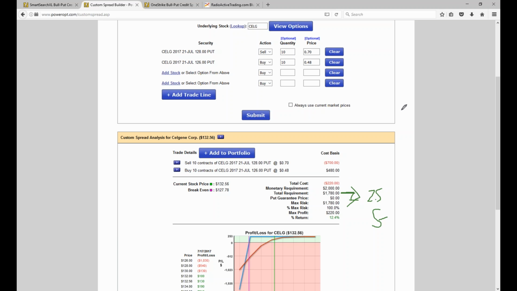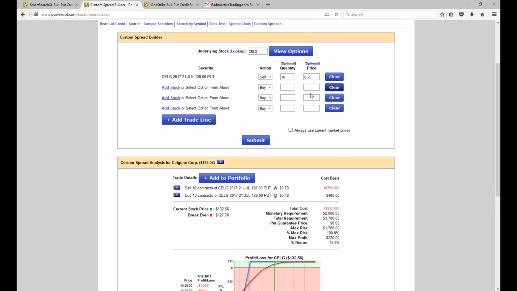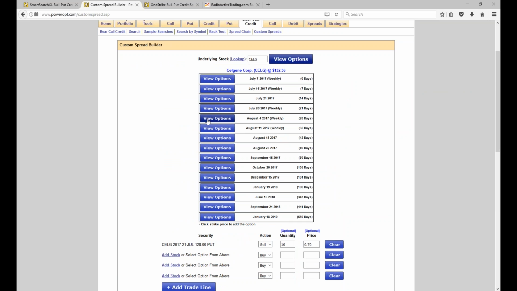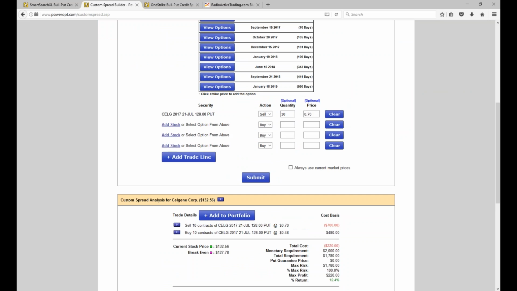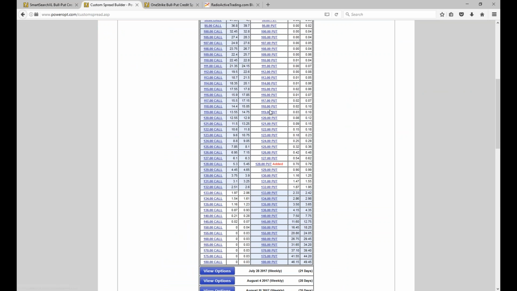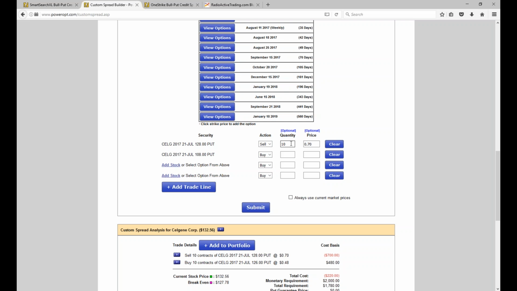But again, let's take your 20-point view. $220, 10 contracts, risk of $1,780 or $2,000. It's 12.4% return. Let's clear out our put. Let's take that off the table. And I'm sorry, what week are we in? Are we in 7th or 21st? 21st, my apologies. I thought we were on the 14th again. We're in the 21st, 14 days out. 108 at 2 cents.